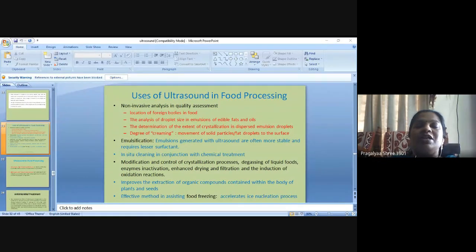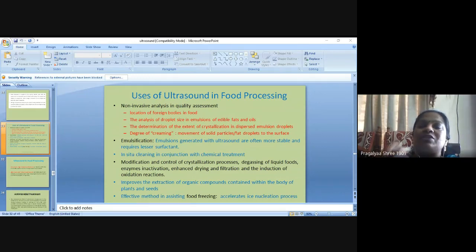The next one is determination of the extent of crystallization. You can analyze how much crystallization there is, how many crystals have been formed. This is also possible by means of droplet size. By identifying the droplet size, you can determine the crystallization of the process. If the crystals are fully formed or still in the growing state, everything can be identified by using this technique.